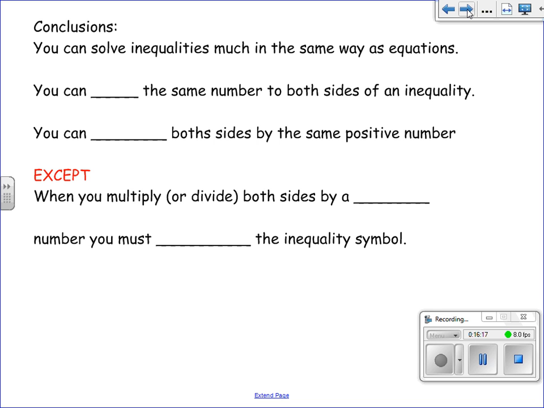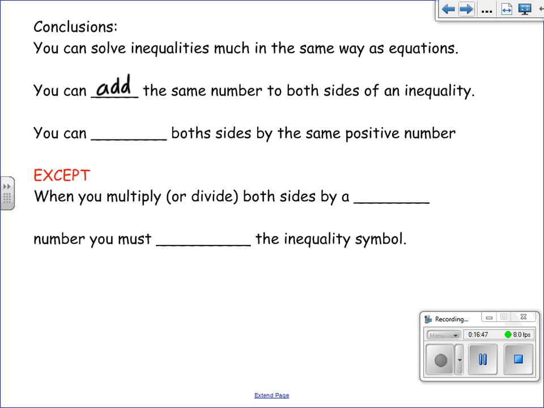And this is getting a lot of stuff, so let's summarize it. Remember, our goal here was to solve the inequalities. So in conclusion, we can solve these much in the same way as equations. First, we learned, or we saw, that you can, what? Add the same number to both sides of an inequality. It was the first thing we tested, and it worked. Liam? Yeah, you can add the same number to both sides of an inequality, and it works.